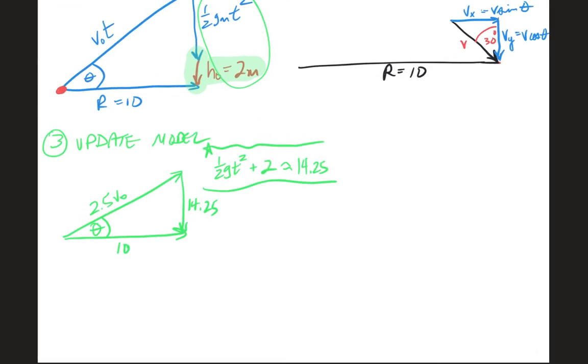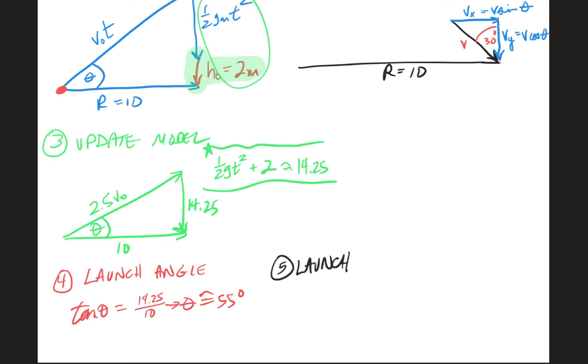Now we could go for the launch angle. We have enough information to get the launch angle. And so tangent of theta will be 14.25 over 10, and that implies theta is 55 degrees, roughly. Just going to keep it a little bit less, but we have a launch angle. Easy peasy. That's not particularly difficult. Then we could have a launch speed analysis, and that's just going to be the cosine of theta will be 10 over 2.5 v naught, which implies v naught, if you just rearrange all that, you get 6.7 meters per second. And then the final thing, we could check it, all right?